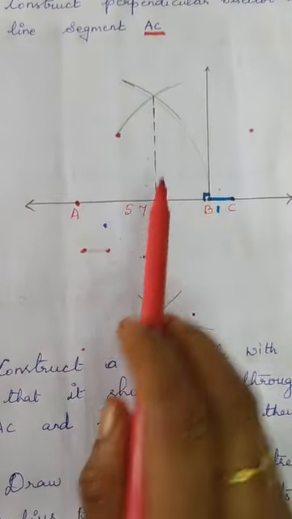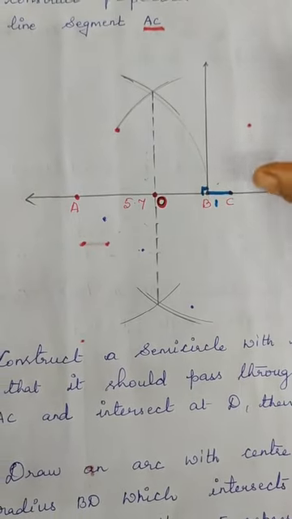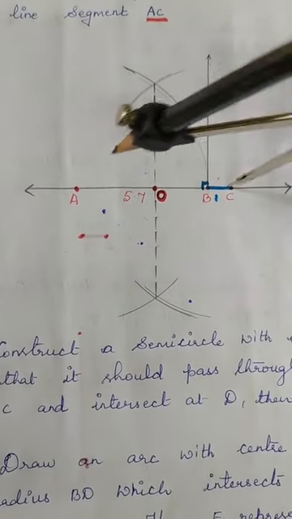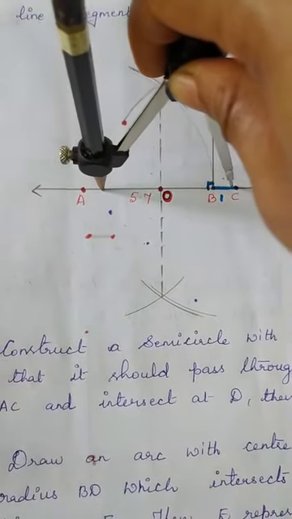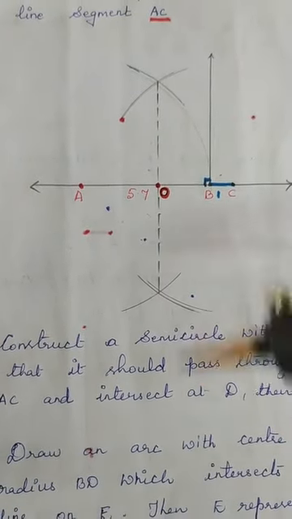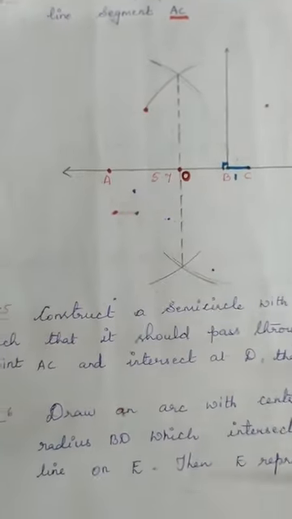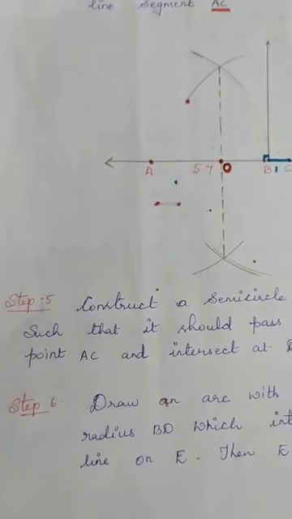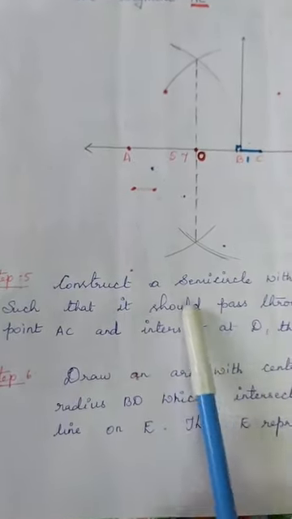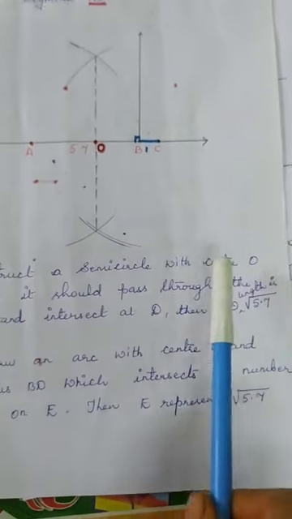So, this is a perpendicular bisector. From A to C, we have to take more than half of the radius. More than half means just half and a little extra. That's all. Okay. That is more than half of the radius. You just adjust the compass and you are going to draw a perpendicular bisector to the line segment A to C. Okay. Now we'll move on to the next step, which is step 5. Here, step 5: construct a semicircle with center O.